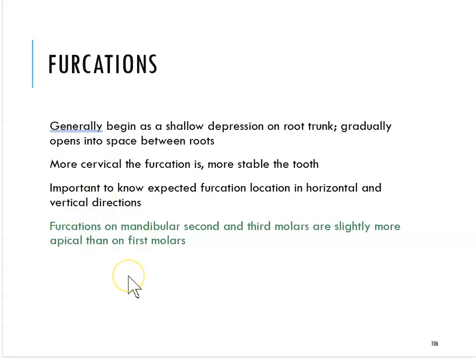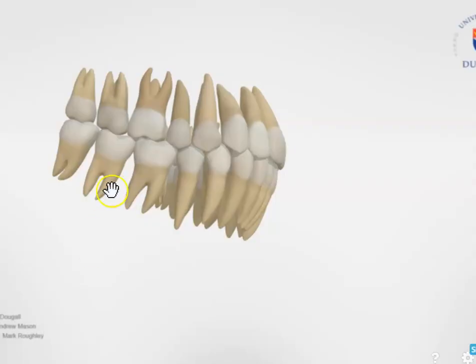Here's something else that's unique to know. Furcations on mandibular second and third molars are slightly more apical than on first molars. So what does that mean? Furcations on mandibular second and third molars are slightly more apical than on first molars. See, this is the first molar. Do you see the furcation right here?